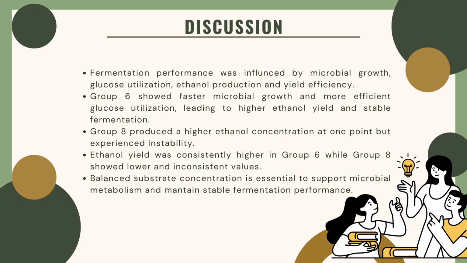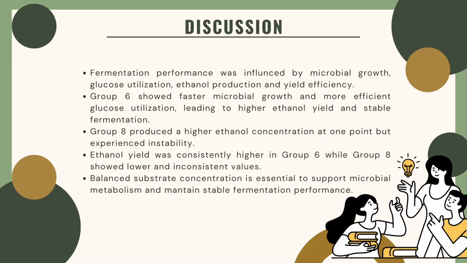The moderate glucose concentration in Group 6 provided a favorable condition for nutrient uptake and oxygen transfer, allowing efficient metabolism. Group 8 grew more slowly despite having a higher glucose concentration. This suggests that the excess glucose caused substrate inhibition and osmotic stress, which can interfere with enzyme activity and reduce metabolic efficiency. The slower growth rate in Group 8 was consistent with its delayed glucose utilization.